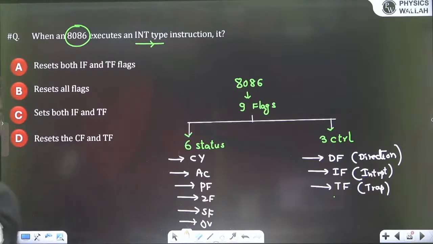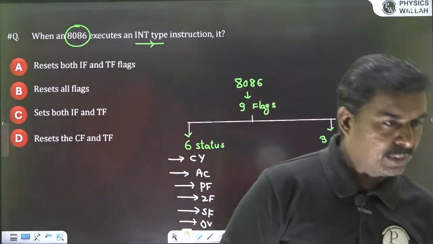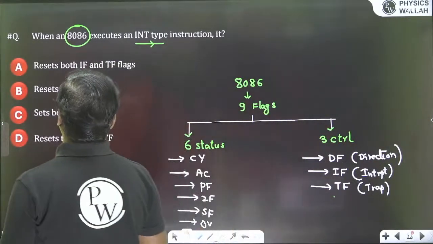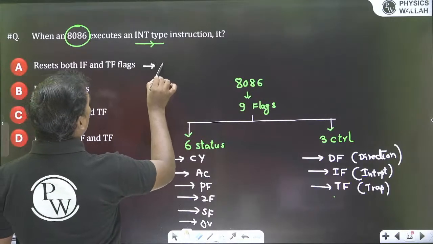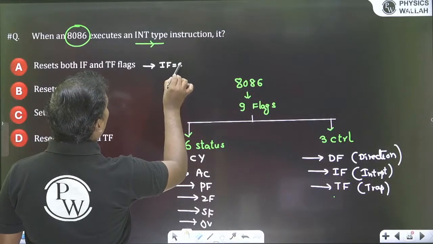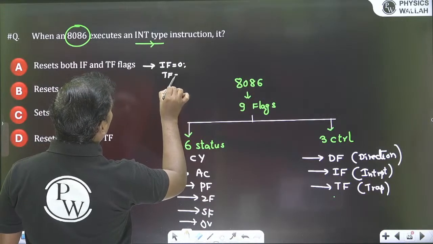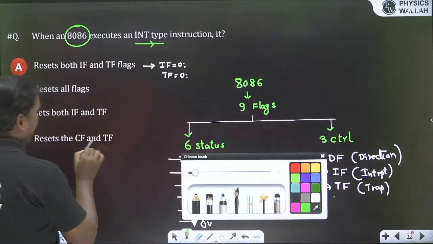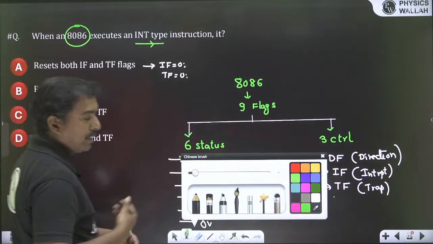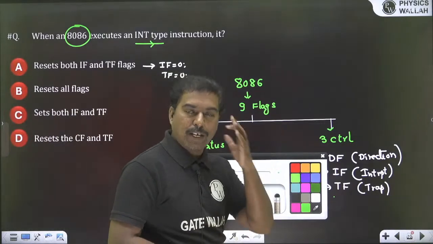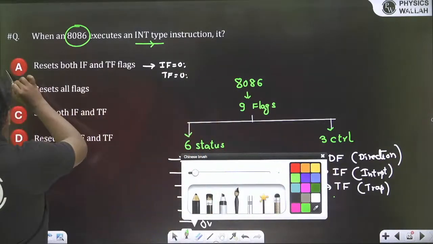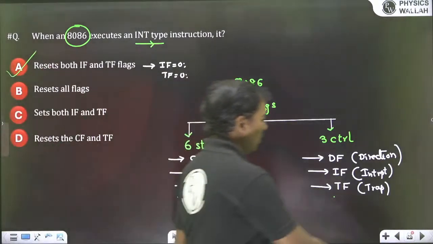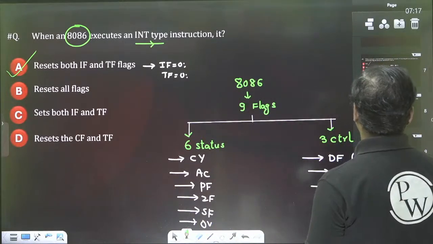Yes, the interrupt flag and trap flag are going to become 0. Why? Because it is going to execute. So interrupt flag is equal to 0 and the trap flag is equal to 0. It is nowhere related to the carry flag and trap flag. Before handling the interrupt, the interrupt flag is 0 and the trap flag is 0. So option A is the right answer. Okay, let us go for the next question.